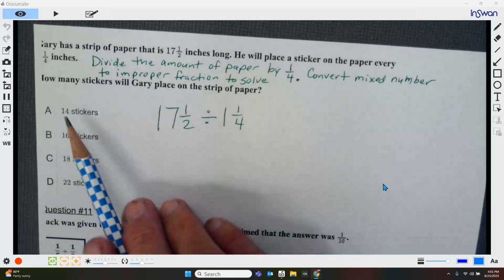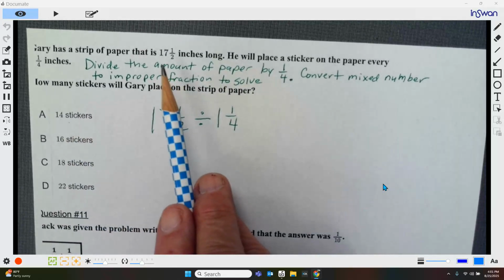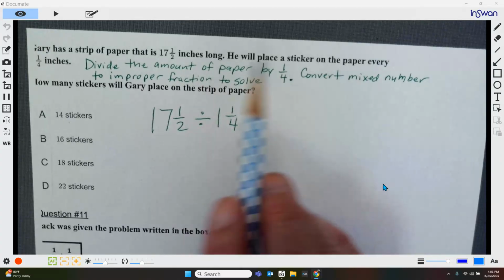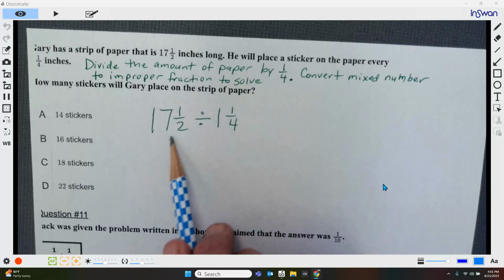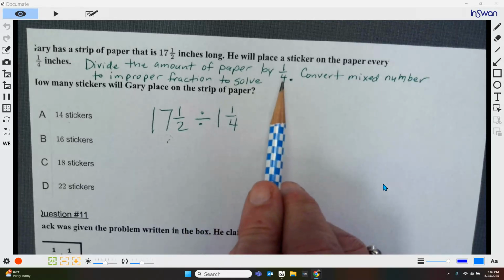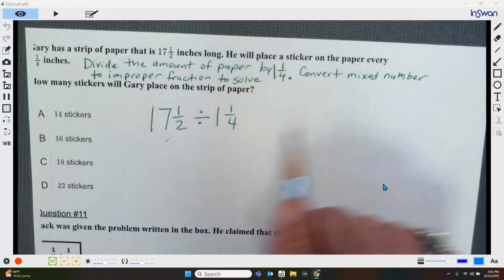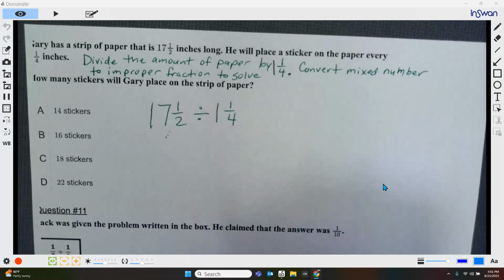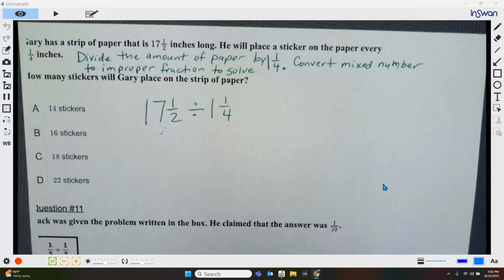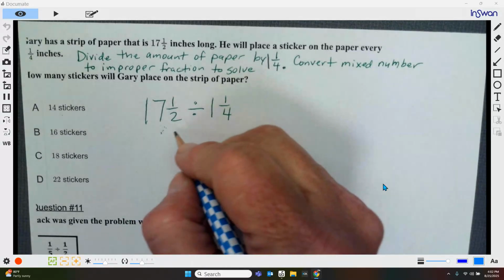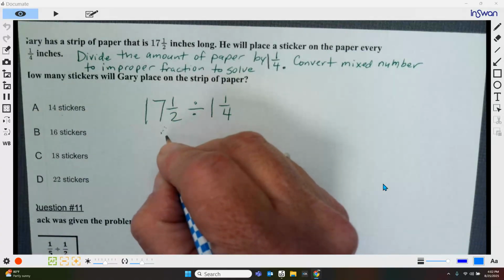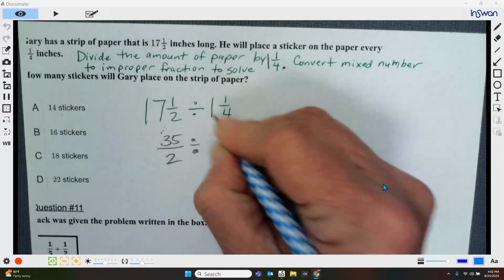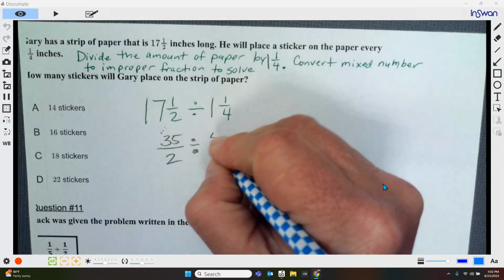Okay. It says Gary has a strip of paper that is 17 1/2 inches long. He will place a sticker on every 1 1/4 inches. So we're going to divide the amount of paper by the 1 1/4 inches. And then, of course, the mixed numbers have got to be converted to improper fractions to solve. That's going to be a pretty easy thing to do. 17 times 2 is 34, plus 1 is going to be 35 over 2, divided by 1 times 4 is 4, plus 1 is 5, over 4.